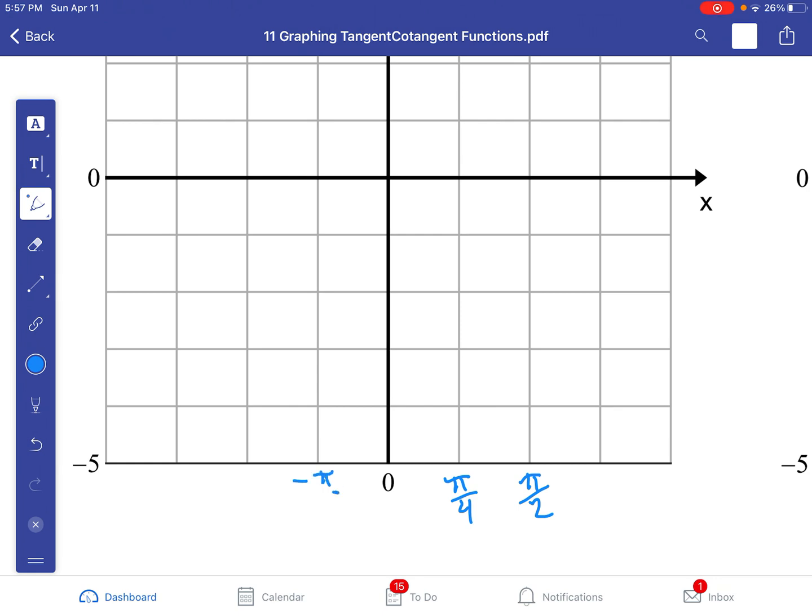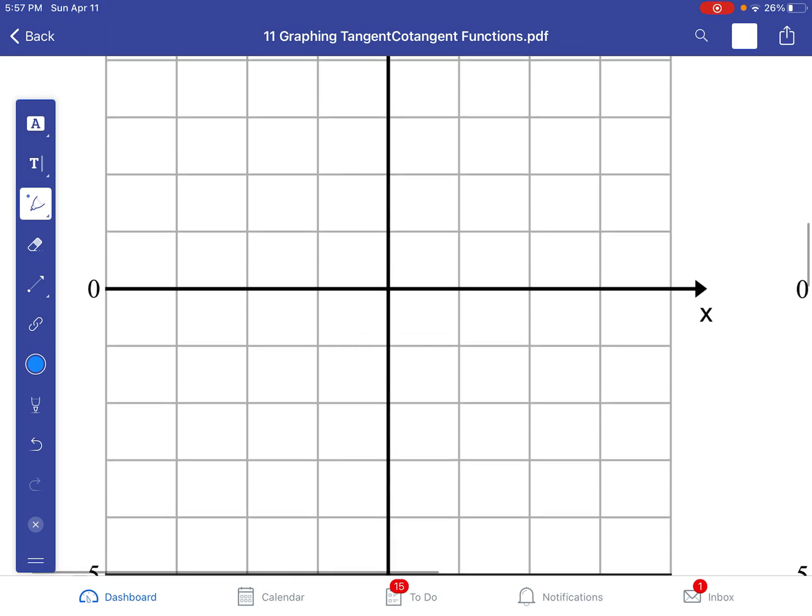On the other side, we have the same thing, but it's negative. This is going to be negative pi over 4 and negative pi over 2. So those are our intervals.